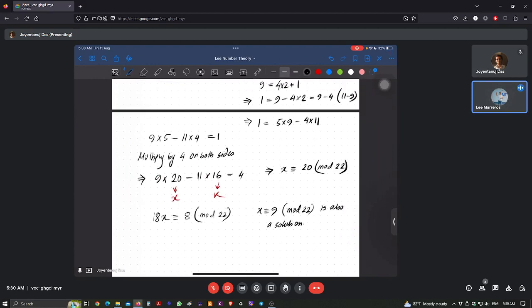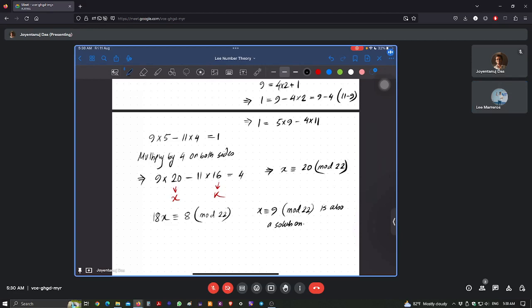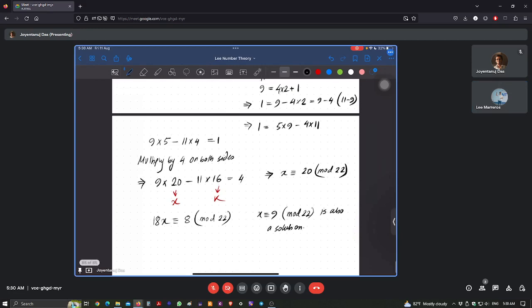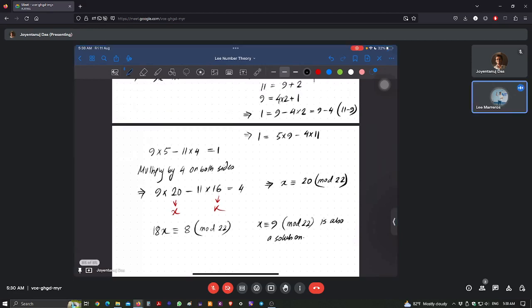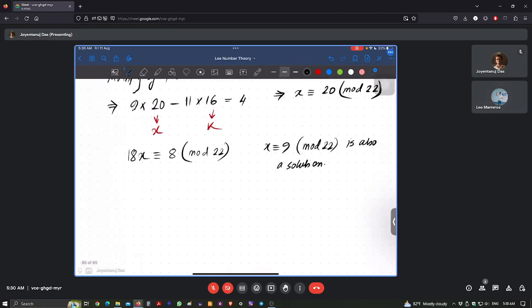Okay. But then you are saying that if we just try 9, it's also a solution of 18x equal 8. Right. But this solution we are not getting by the above method, what we did, right? So that will come later, how to bring this solution also. Okay, so these are some examples.